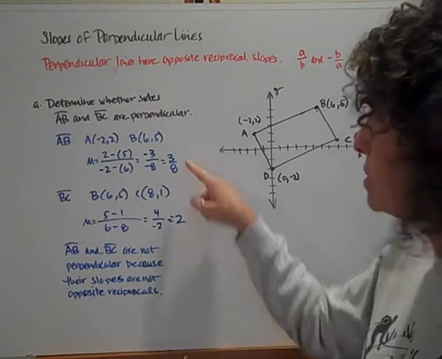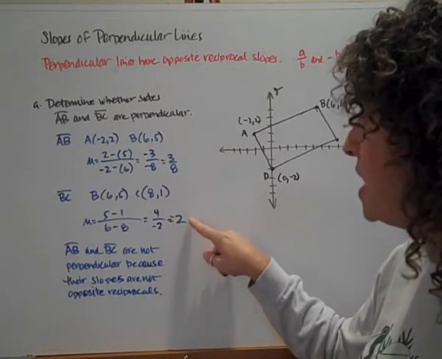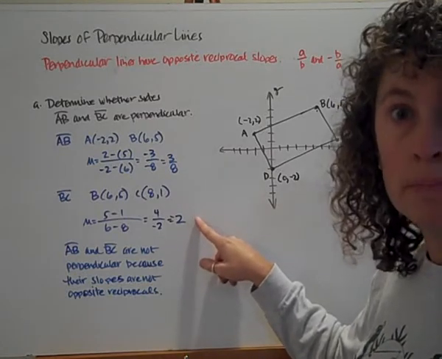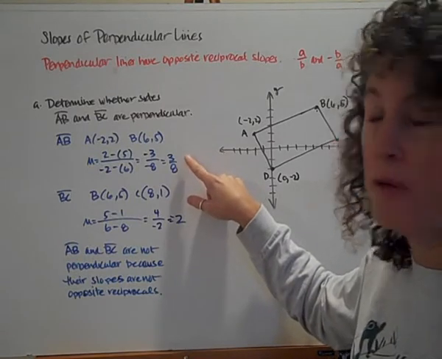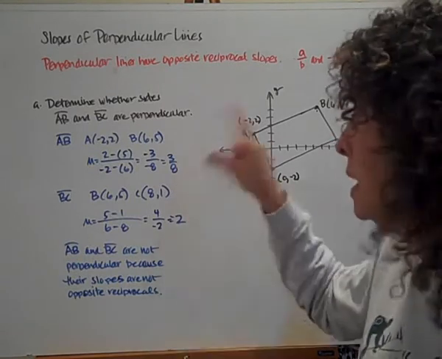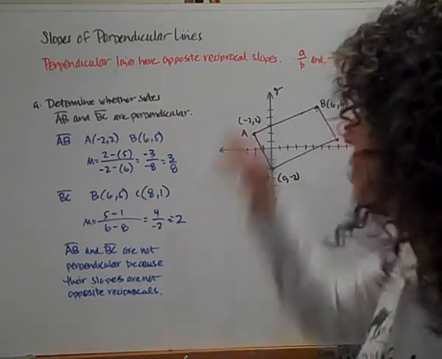If they had been opposite reciprocals, I could have had a -8/3. That would have been perpendicular. Or this one could have been +1/2. That would have made them perpendicular to each other. But as they are, they are not perpendicular to each other.